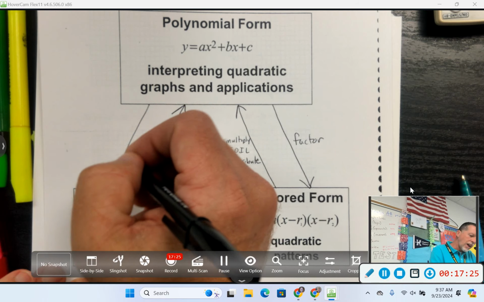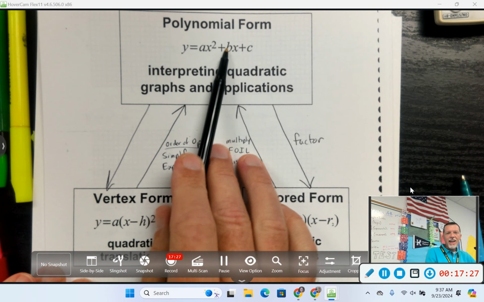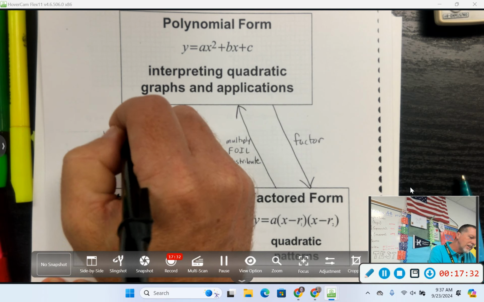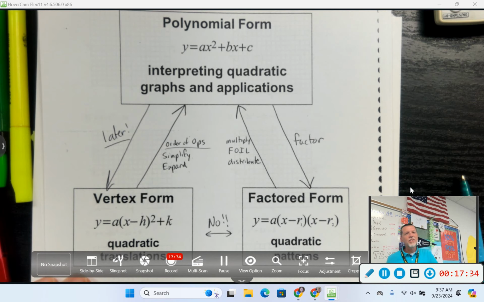Going this way, when it looks like that and you want it to look like this, that's a little bit harder. We'll do that next week. We'll just call that later.